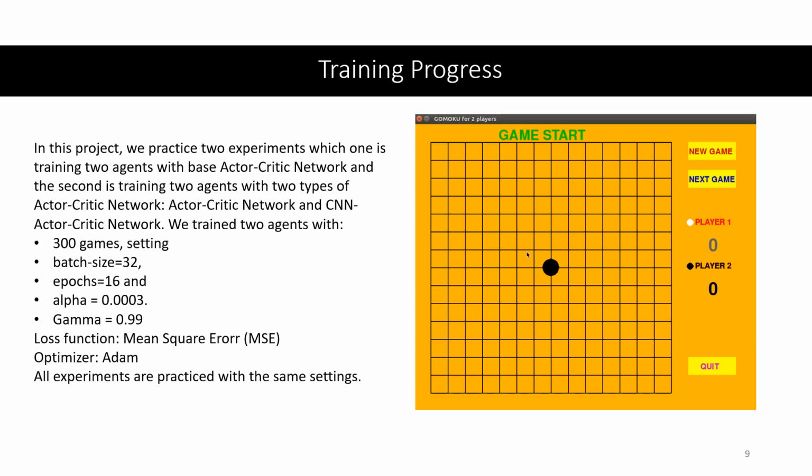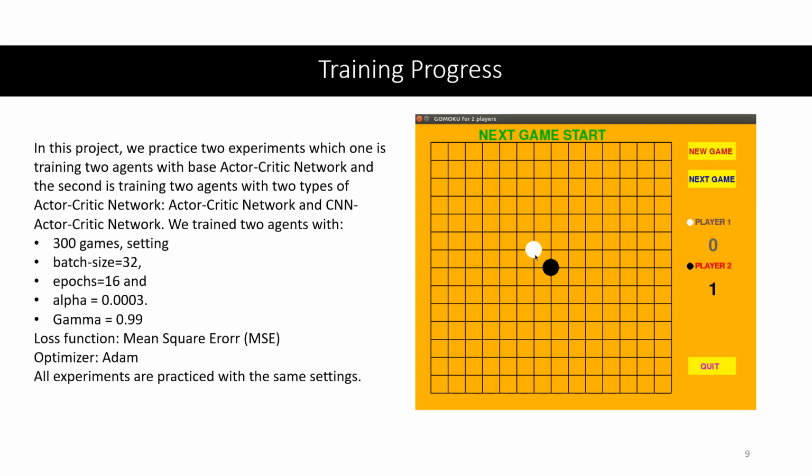In this project, we practiced two experiments. The first is training two engines with the base actor-critic networks, and the second is training two engines with two types of networks: one is the actor-critic, and the other is the CNN actor-critic network.